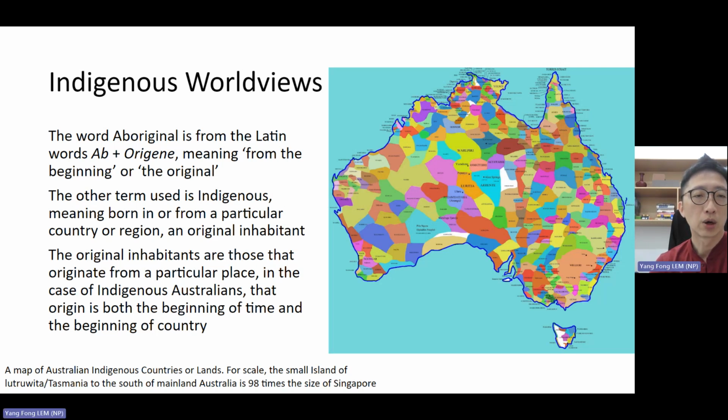Okay, back to this slide. Original inhabitants were those who originate from a particular place. And in the case of indigenous Australians, that origin is both the beginning of time and also the beginning of country.